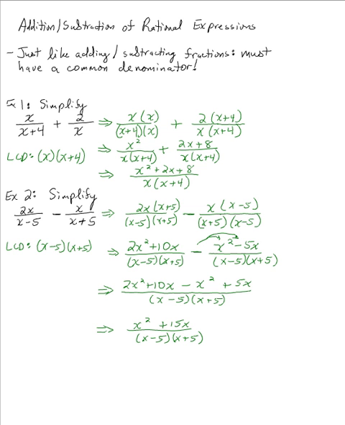Example 3. Here we are asked to simplify 3 over x minus 1 times x minus 2 plus 4 over x plus 1 times x minus 2.